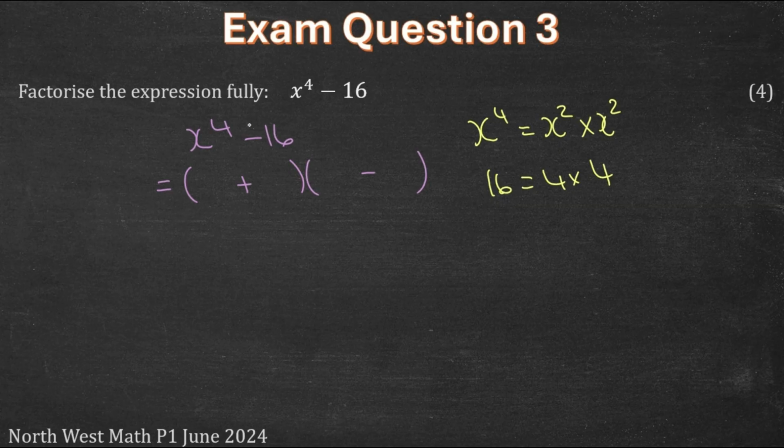So I ask myself, what number multiplied by itself will give me x to the power of 4? Now I've already established that it is x squared. So I'm going to write x squared in the first part of each bracket. Now let's look at the second term.